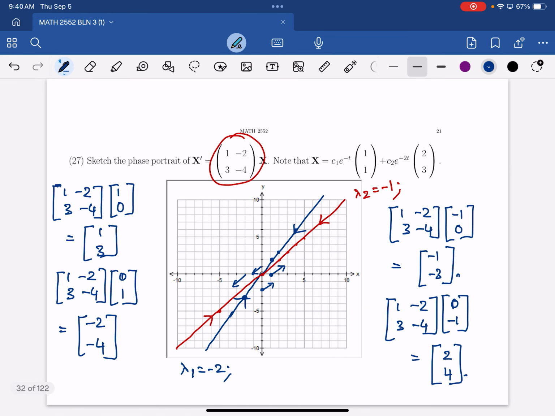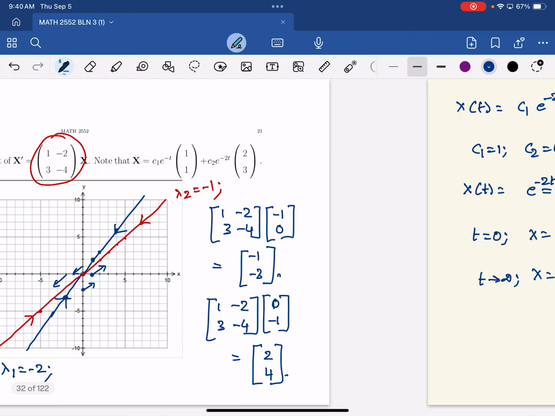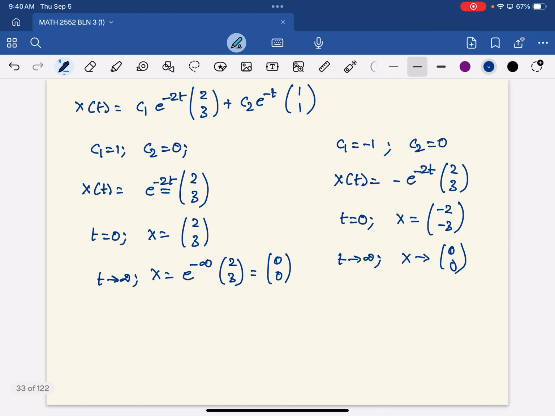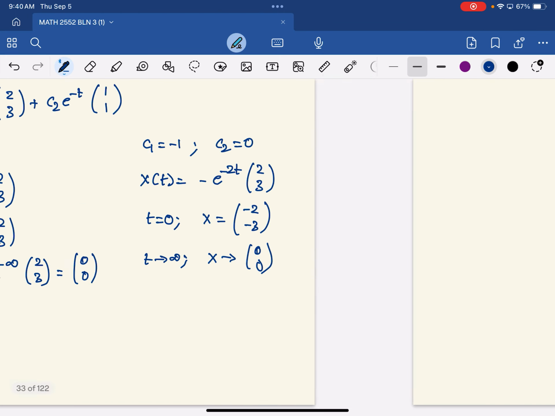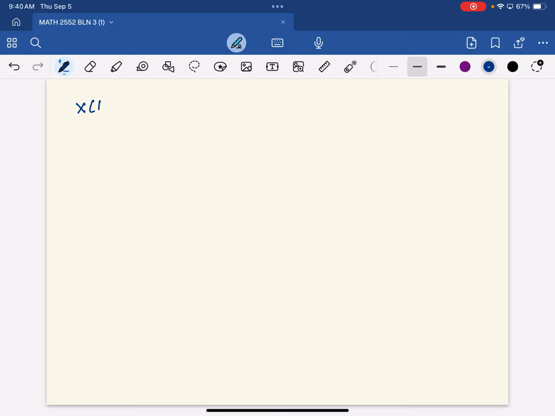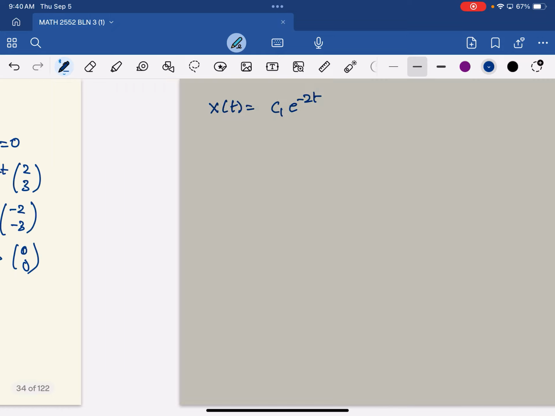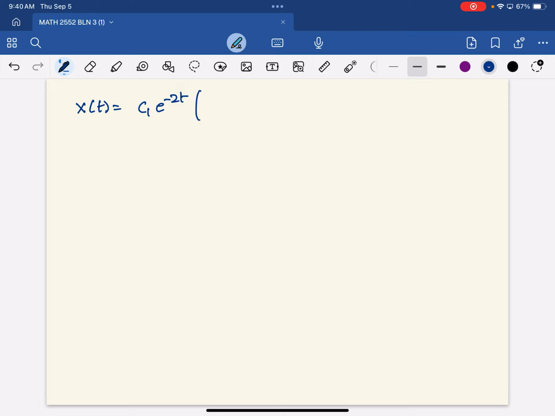This is where we are, right? What was I saying? I needed to sketch the phase portrait, okay? So this is where we are. So my solution turned out to be C1 e to the negative 2t times (2, 3) plus C2 e to the negative t times (1, 1), right? So this is my solution, correct?